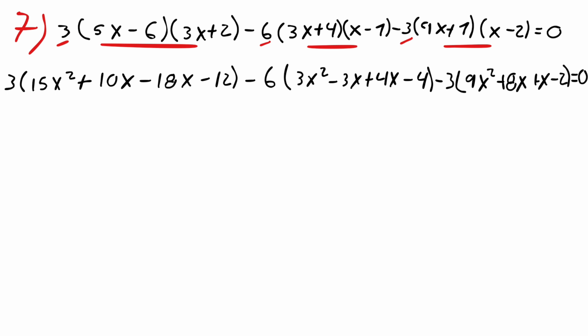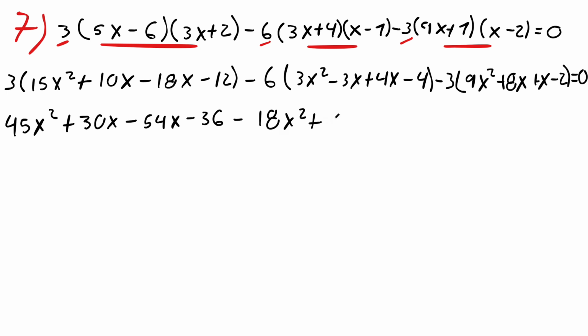What should we do? We can distribute. Now, with the terms, 3 times 15x to the power of 2 is 45x to the power of 2, plus 30x minus 54x minus 36. That would be subtracting. 6 times 3x to the power of 2 would be 18x to the power of 2 plus 18x minus 24x plus 24. And then the next set of parentheses, but now with the 3. So 3 times 9x to the power of 2 would be 27x to the power of 2 plus 54x minus 3x plus 6 is equal to 0.